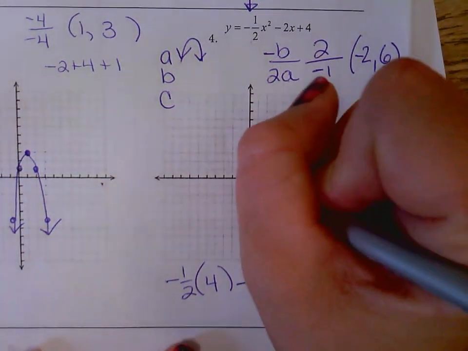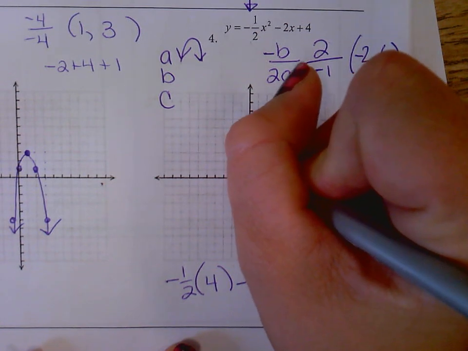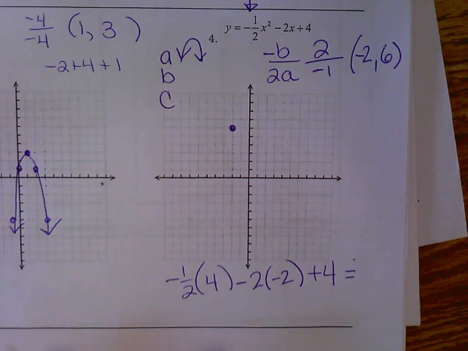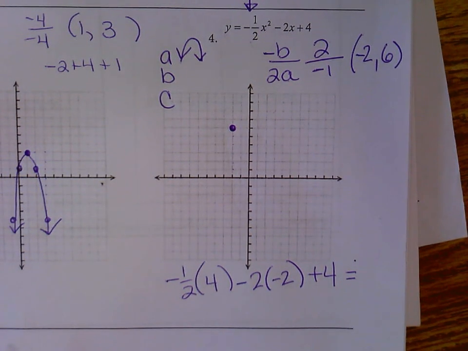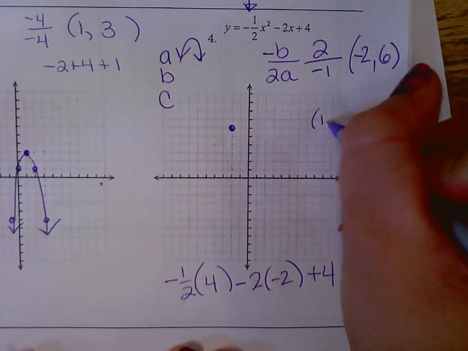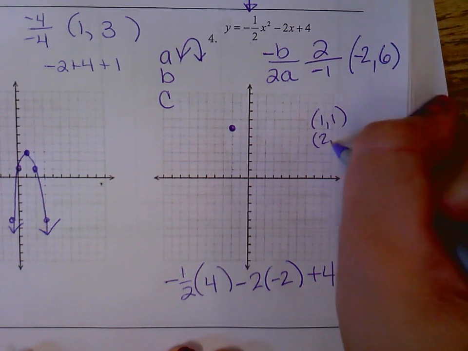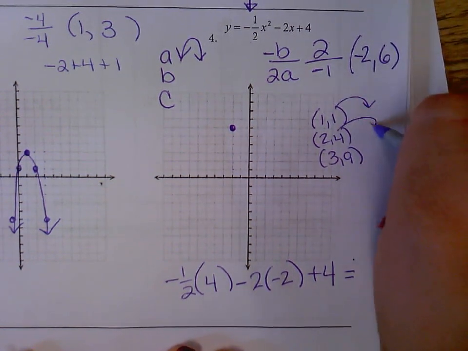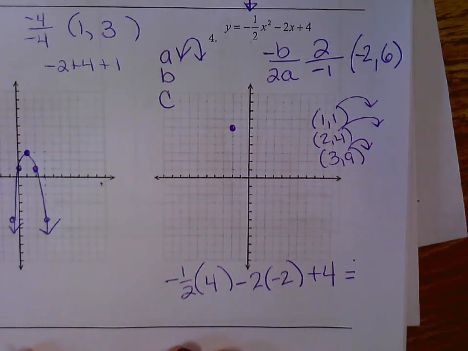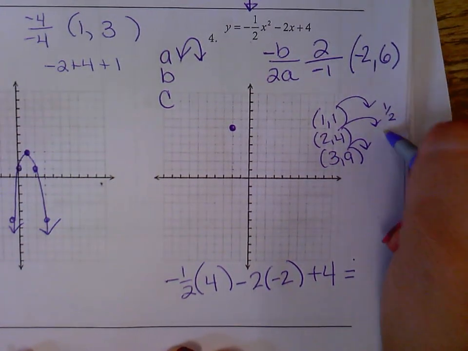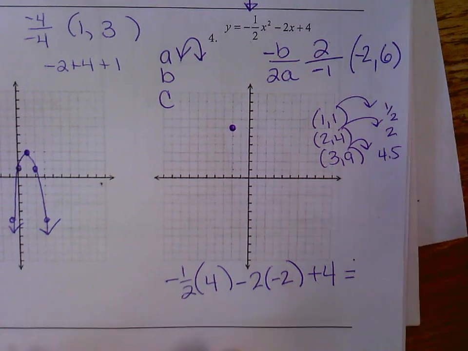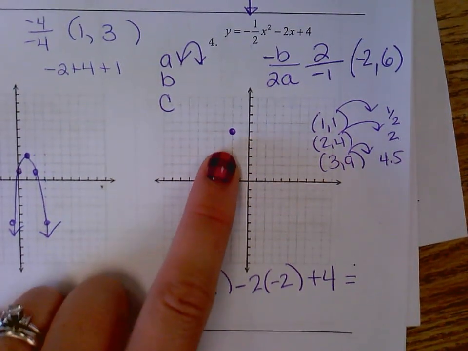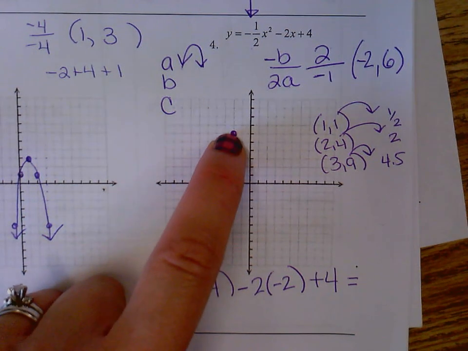So I'm going to plot -2, 1, 2, 3, 4, 5, 6. There it is. We already said it was concave down. Originally, if I go 1, 1, 2, 4, 3, 9, I'm cutting my y values in half. So I only want to go up 1/2, up 2, and up 4.5. Actually, in this case, I'm going down. Down 1/2, down 2, and down 4.5 from the vertex.